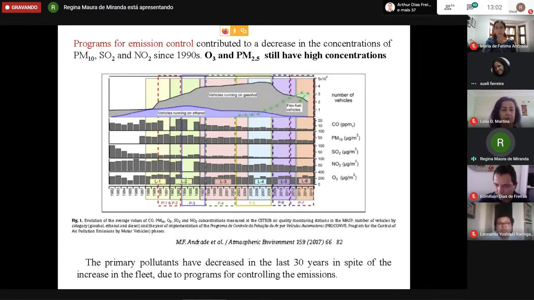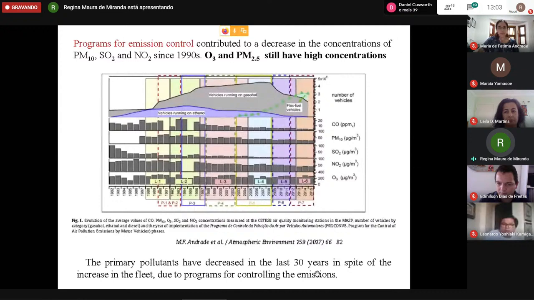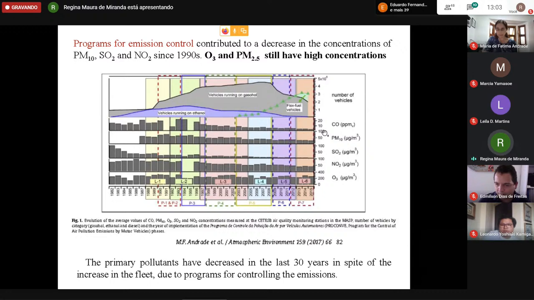So here in this figure, it's possible to see that ozone and fine particulate matter still have high concentrations in São Paulo. For example, this figure shows the increase in the fleet in the last 30 years, but in spite of this increase, due to programs for controlling emissions, the pollutants decreased, but not ozone and particulate matter. So it's important to continue monitoring these pollutants.